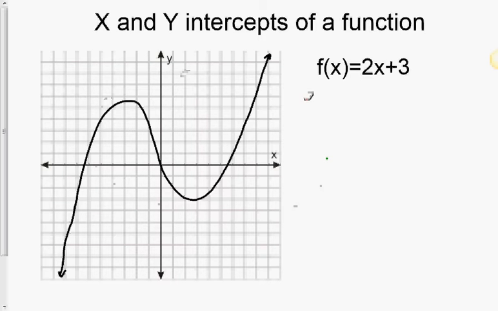In this video we're going to talk about x and y intercepts of a function, what that means and how to find them. X and y intercepts can often be a little confusing to students, so we want to make sure that we clarify that as much as possible.